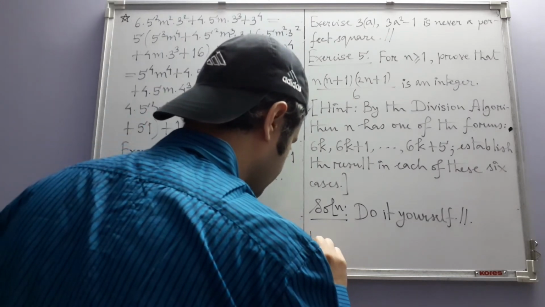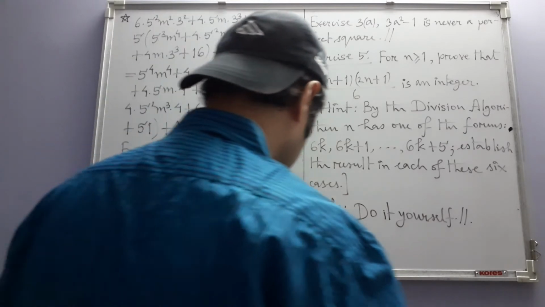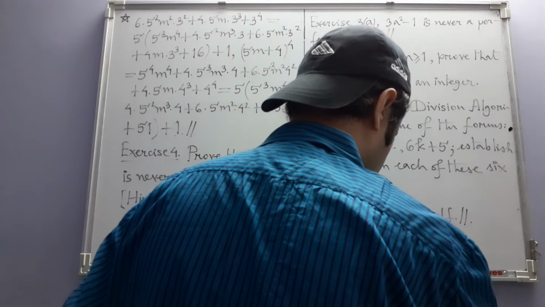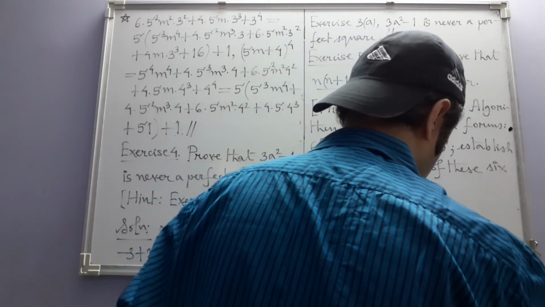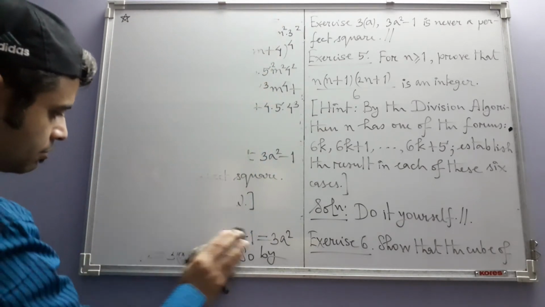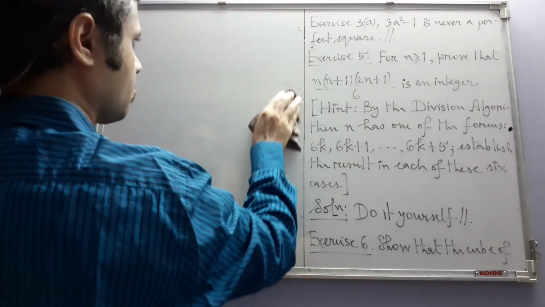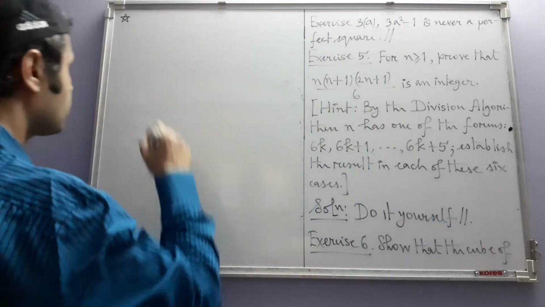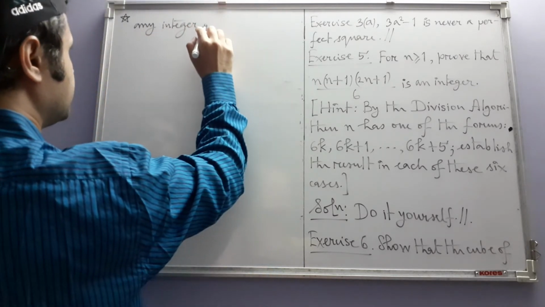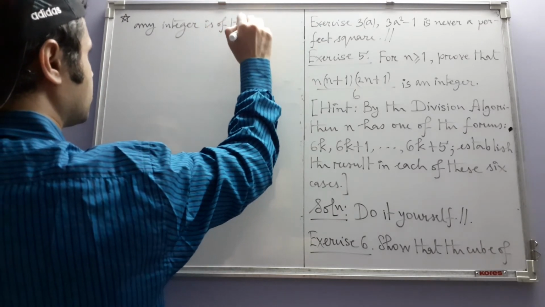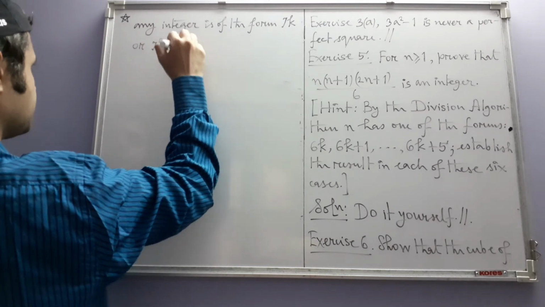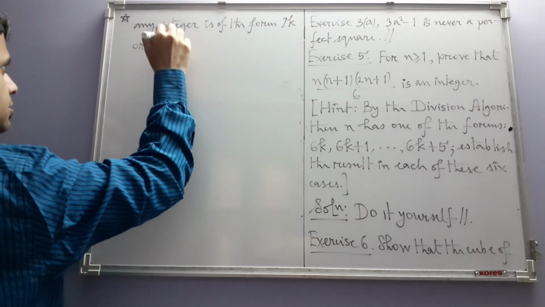Okay, then exercise 6. Show that the cube of any integer is of the form 7k or 7k plus 1 or 7k minus 1, which has been written together like this: 7k plus minus 1.